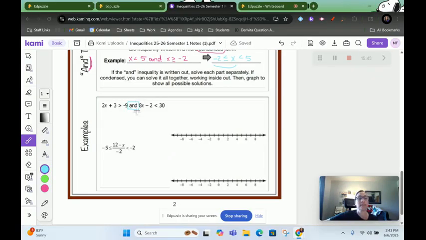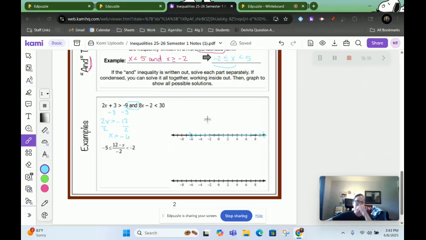So on this first one, to solve, we would subtract 3, and we would get 2x is bigger than -12. And when we divide both sides by 2, we get x is bigger than -6. So I'm going to come here with an open circle and go all the way to the right. Takes me a while to get that done on my tablet.